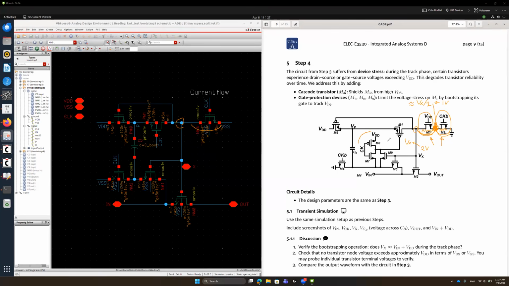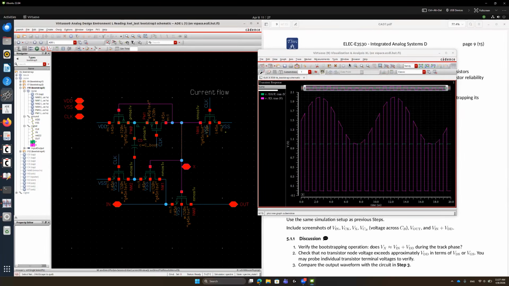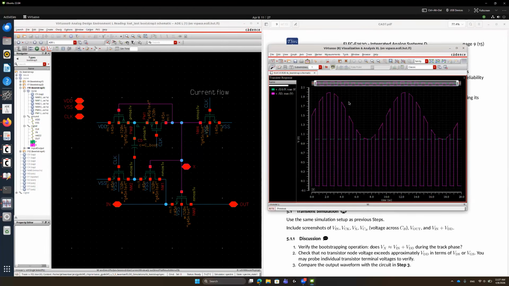And what about the other transistors here? So M8, M9, and M7. Let me figure out. There are transistors also. So if we plot the P node and X node, then we have this kind of situation.